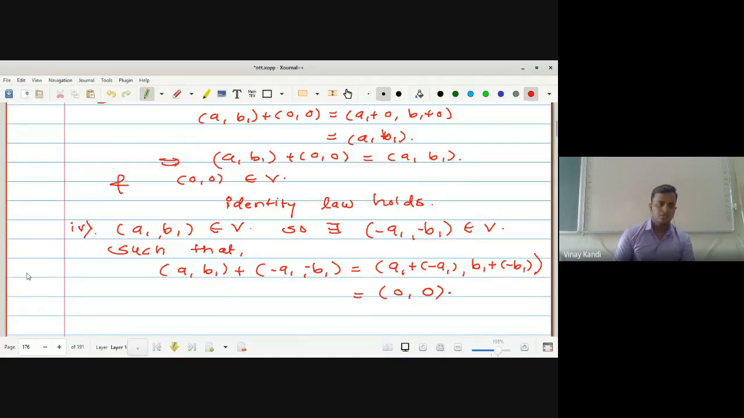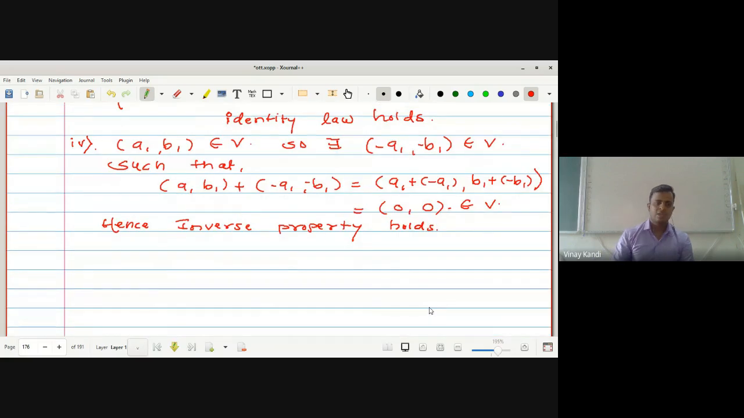Okay, what is the inverse property? A plus minus A is equal to 0, then we can say that inverse property holds. So here the nature of element is (a1, b1), and this (0, 0) belongs to what? Set of V. So hence inverse property also holds, or inverse law holds.